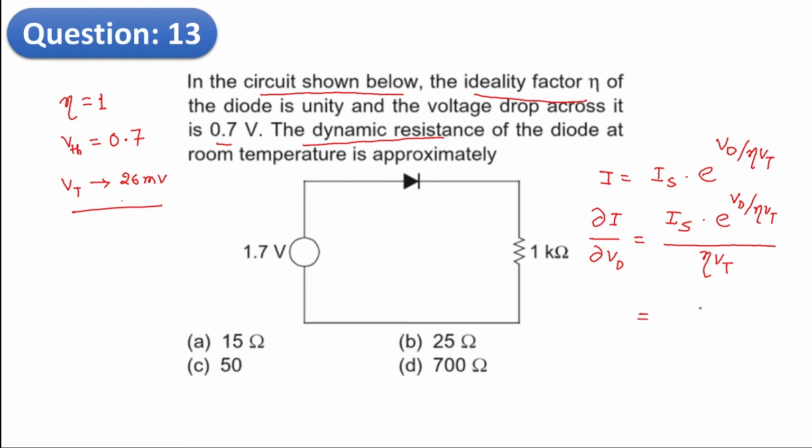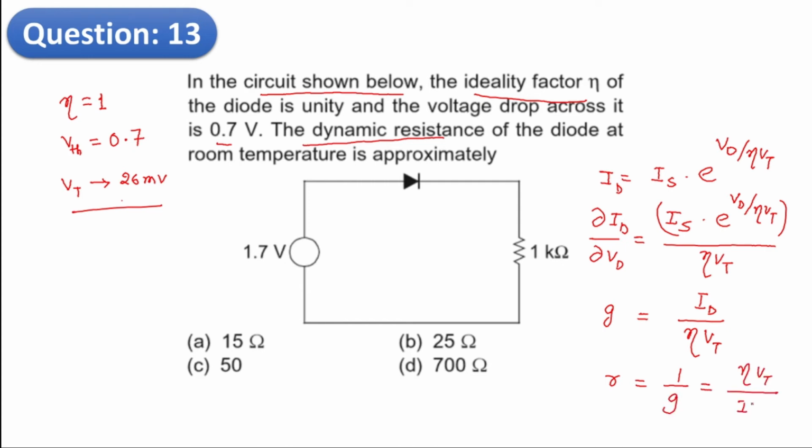Further we can write this as diode current Id, no problem. This part is equal to Id, and Id divided by eta Vt is the transconductance G. The inverse of transconductance is the dynamic resistance, that is 1 upon G. So this is eta Vt divided by Id.